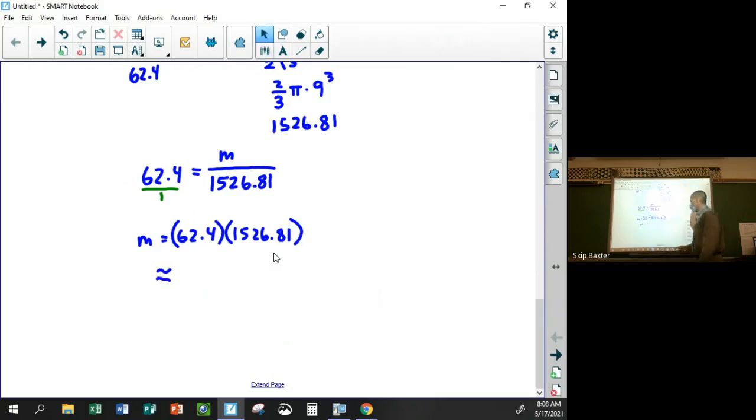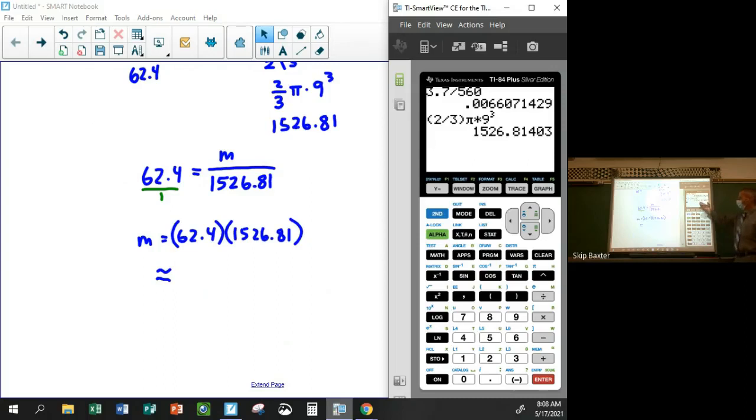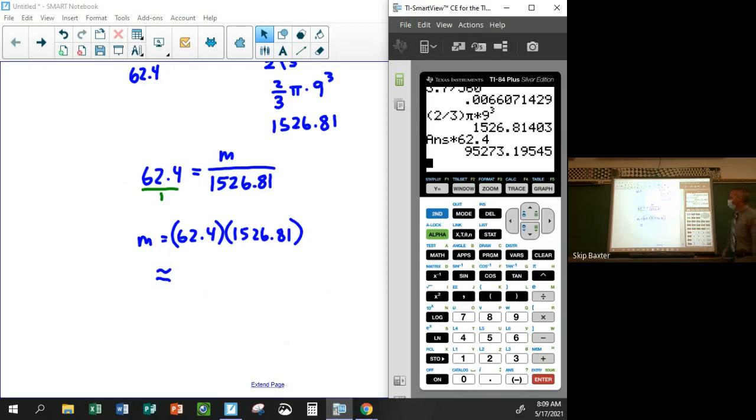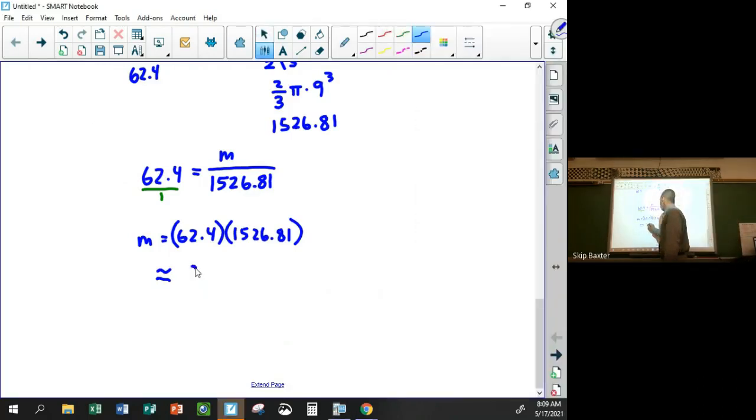So I don't have to round it because my answer is still on my calculator. I can just take that answer times 62.4. And you get that much weight, 95,273. 95,273. And what would be the units here?